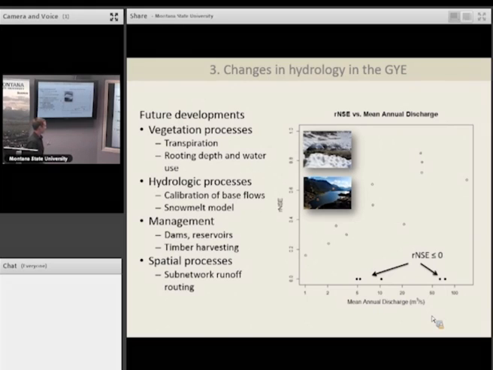This graph on the right shows RNSE, the relative Nash-Sutcliffe efficiency, versus mean annual discharge. It's showing that the model performed better when the discharge was greater, when there was more flow in the stream, and worse when it was less. So we're going to focus on those lower discharge streams for further improvement. And yeah, thank you.